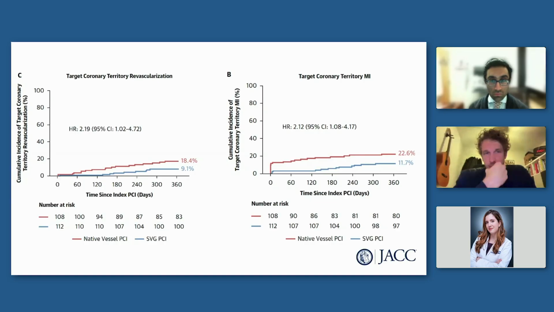And then here, these are the two outcomes that drove that composite endpoint. And again, on the right, you see target coronary territory MI, early separation of the two curves. But again, even for target coronary territory revascularization, you see over time that those curves also separate with lower rates in the vein graft group.